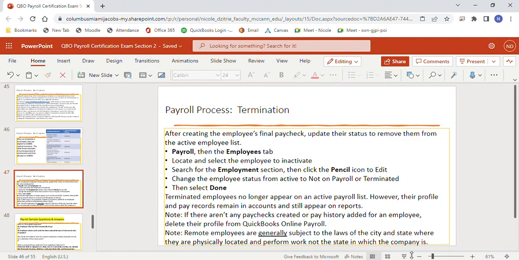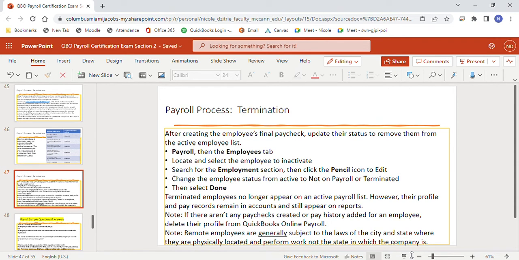All right, continuing with the termination. After creating the employee's final paycheck, update their status to remove them from the active employee list. So you'd go to Payroll, and then the Employee tab, locate that specific employee, and make them inactive. Then search for the Employment section, and click on the pencil icon to edit. Change the employee status from active to not on payroll or terminated, and then select Done. Terminated employees no longer appear on an active payroll list. However, their profile and pay records will remain in the account because, of course, you still need to see them on reports, and it still counts for that year.